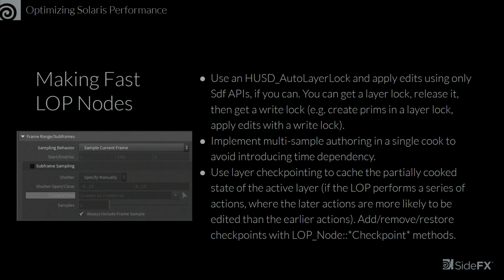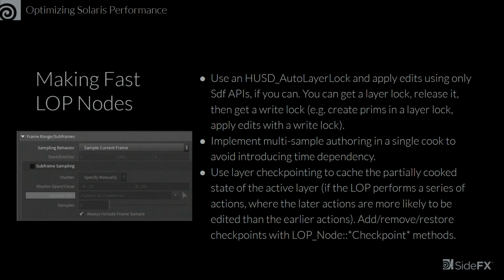Anytime you can avoid creating time dependency, it's a good thing. And again, in C++ only, we have this feature called layer checkpointing, which is a neat little optimization for certain kinds of LOP nodes, certain kinds of operations you might want to do. What this does is it basically takes the state of the active layer and puts it off to the side and holds that in the LOP node. Then the next time you cook, if you are able to recognize, hey, nothing important has changed since last time, or maybe I know that only this one parm has changed, and so I know how to update just that one parm, you can take the checkpoint layer and copy it onto your active layer and then just make the very selective edits.